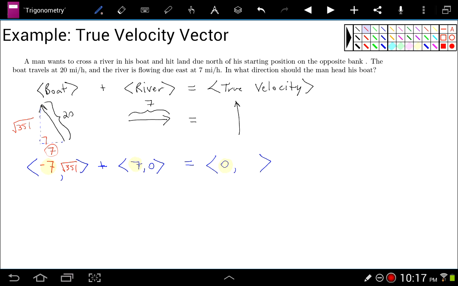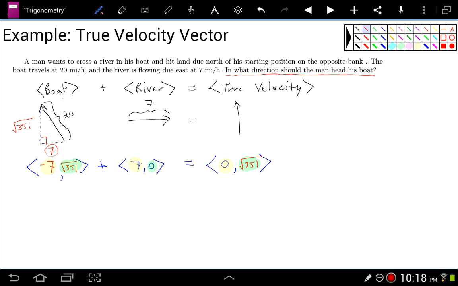Now we don't have to find all of this information to answer the question, but we might as well fill in our vector arithmetic as best we can and then answer the question because it's simple to do. Okay, now this vertical component plus this vertical component should equal this vertical component. So that means this vertical component on the true velocity will be the square root of 351 also. Now let's answer the question. In what direction should the man head his boat?